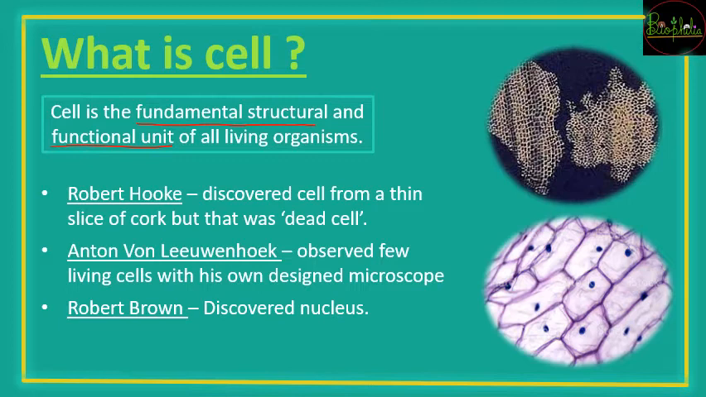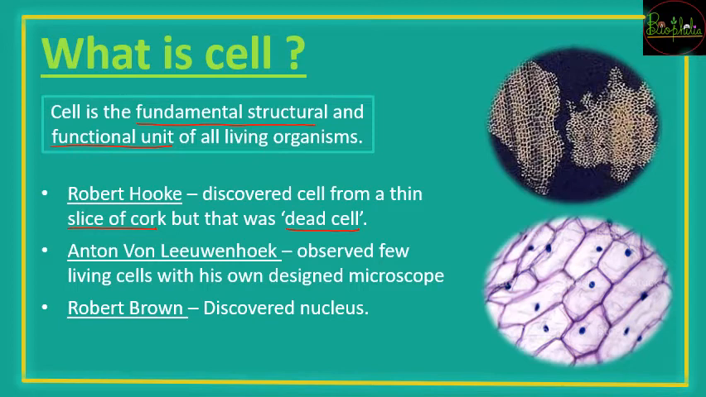So this smallest entity ko samajhne ke liye the research had been started, and the first person to discover the cell was nothing but Robert Hooke. So you must know this man, Robert Hooke. He had discovered the cell, but unfortunately it was a dead cell. Aur usne kahan se laya tha ye dead cell? Under the microscope. Where did he see it? He had seen it from a slice of a cork, and this thin slice of cork was dead cell tissue.